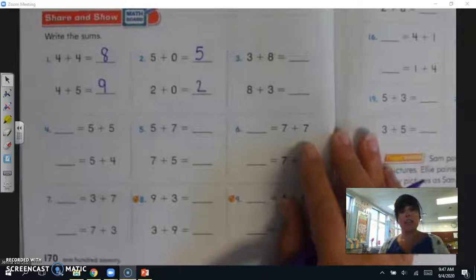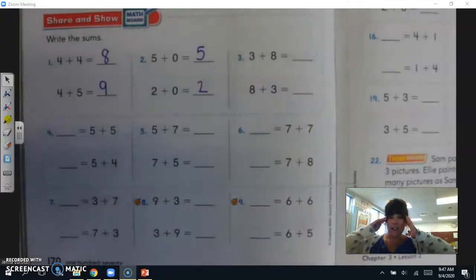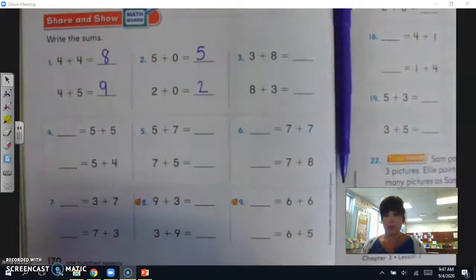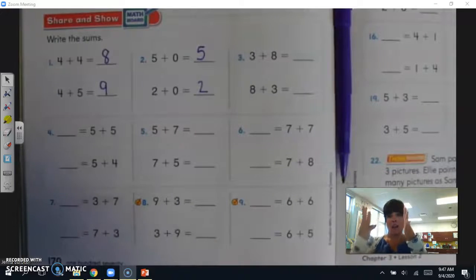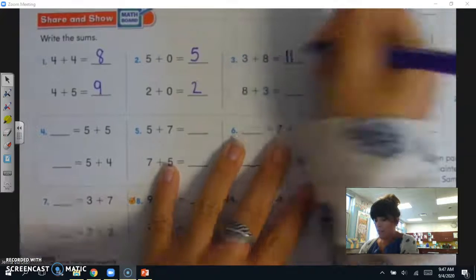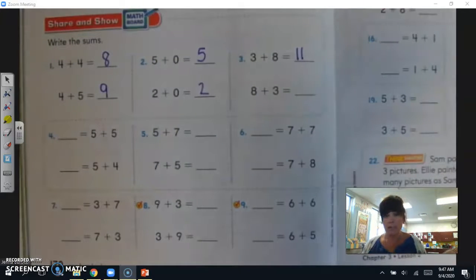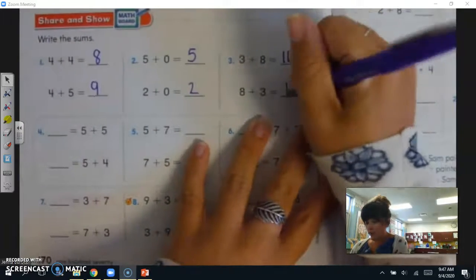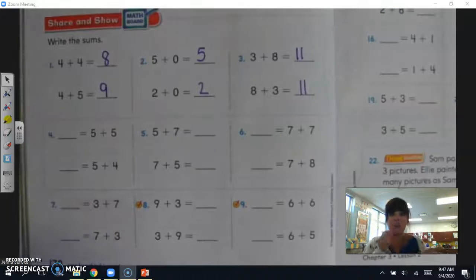Number 3, 3 plus 8. All right. If you can't get that in your head, what you can do is count on. We have 3. Let's count on 8. So we're at 3, 4, 5, 6, 7, 8, 9, 10, 11. So our answer is 11. 8 plus 3. Well, if 3 plus 8 equals 11, then 8 plus 3 has to also equal 11. Right? Because we just talked about it. Those two addends, it doesn't matter which order they're in. You're going to get the same answer no matter what.